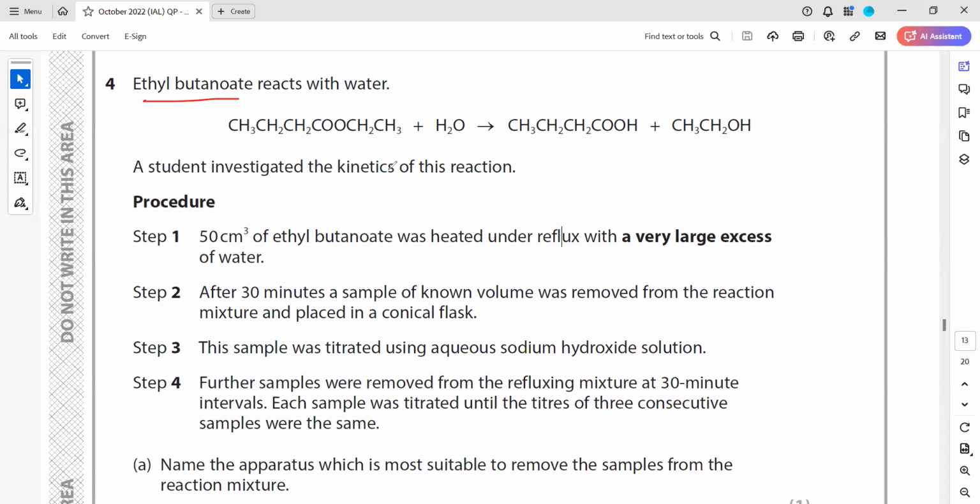50 cm³ of ethyl butanoate was heated with an excess, a very large excess, of water. Why a large excess of water? So that the rate of reaction does not depend on the change in concentration of the water.